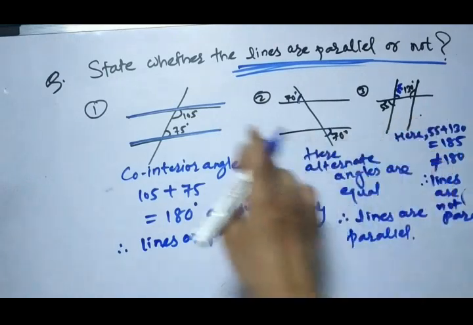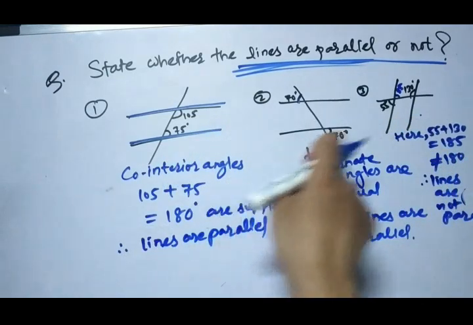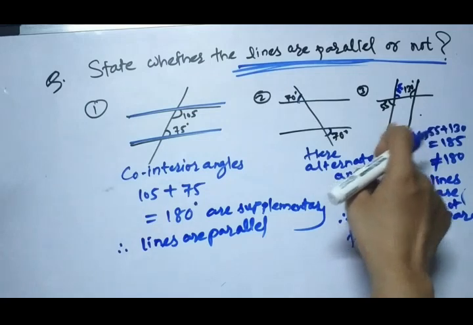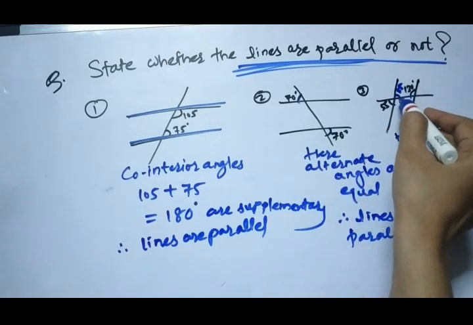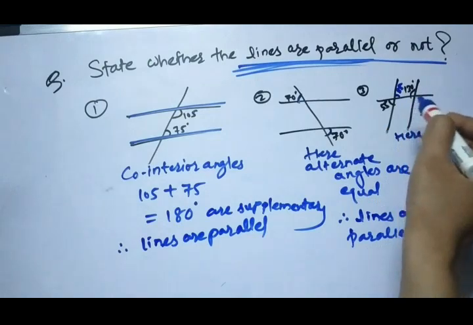So in this diagram, lines are parallel, and here lines are not parallel. Why? These two lines are not parallel because the sum of the co-interior angles is not coming supplementary, or 180 degrees.